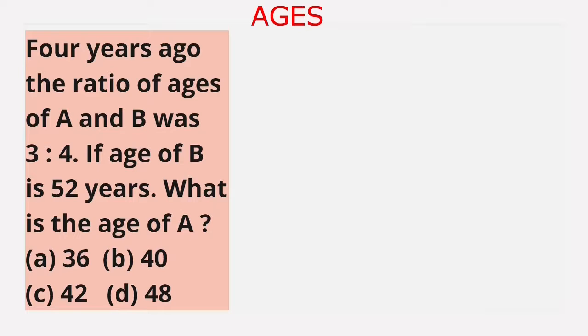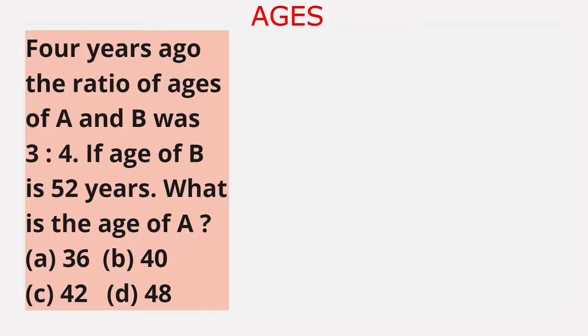Now we solve this question. This again we can solve orally. The age of B is 52, which is the present age. If we go to the age of B 4 years ago, then it will be 48. And 48 divided by 4, as the ratio is 3:4 and 4 is the ratio for B, we get 12. And if we multiply 12 by 3, we get 36. That is the age of A 4 years ago.